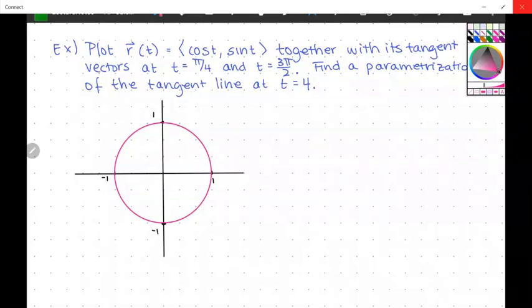All right, so there's r of t. So then, let's find those tangent vectors at t equals pi over 4.